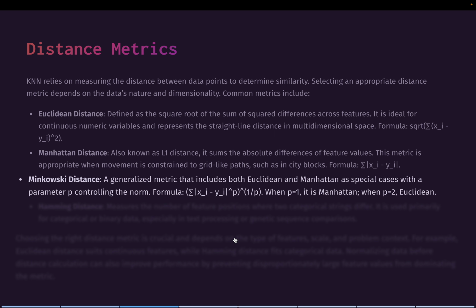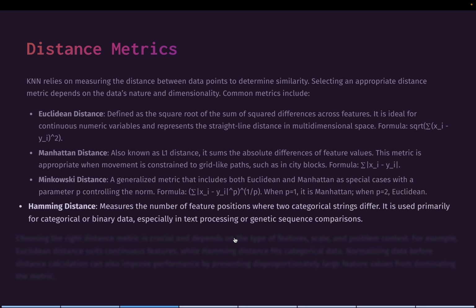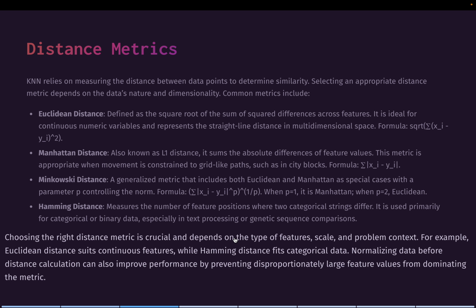Minkowski distance is a generalized metric that includes both Euclidean and Manhattan as special cases, with the parameter P controlling the norm. So you can see the formula: when P is 1, it is Manhattan; when P is 2, it is Euclidean. Hamming distance measures the number of feature positions where two categorical strings differ. It is used primarily for categorical and binary data, especially in text processing or genetic sequences.